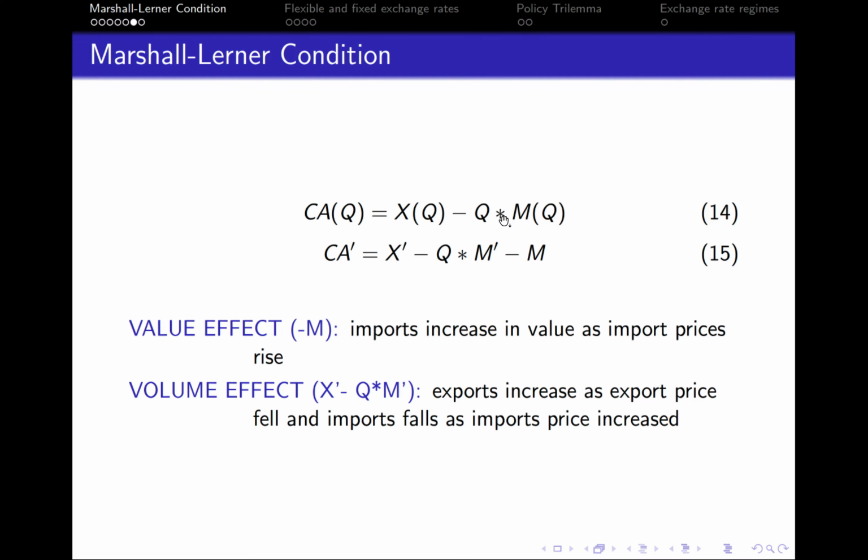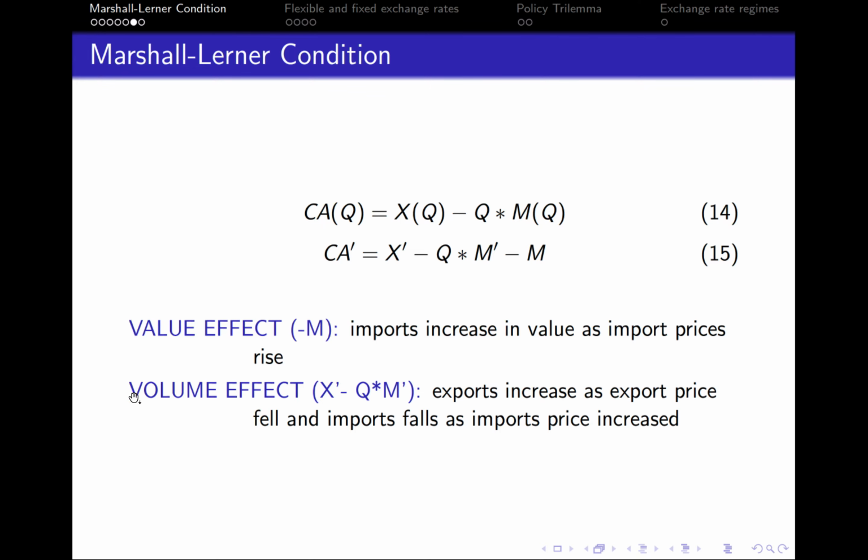So, look, if we have contracts expressed in foreign currency, and now the exchange rate is changing, it means that for the goods that we already ordered, we need to pay more money. So the initial effect of depreciation should definitely be negative. It should be detrimental to our current account, which means that the value of imports is rising. This is why we call it the value effect. And this is associated in the derivative with this expression, negative m.